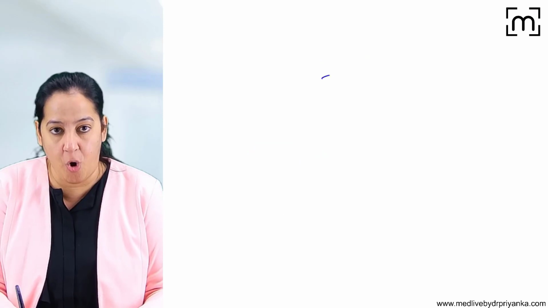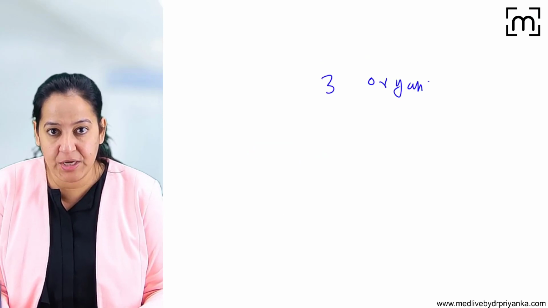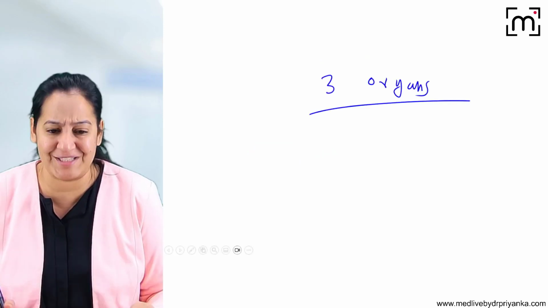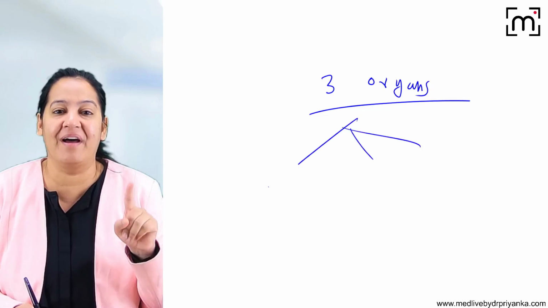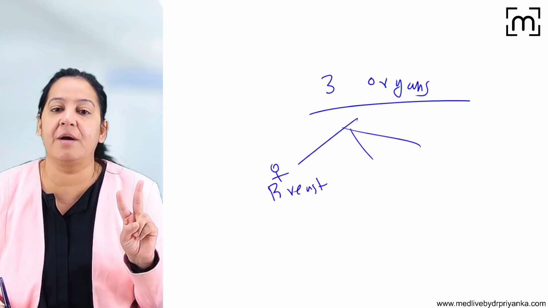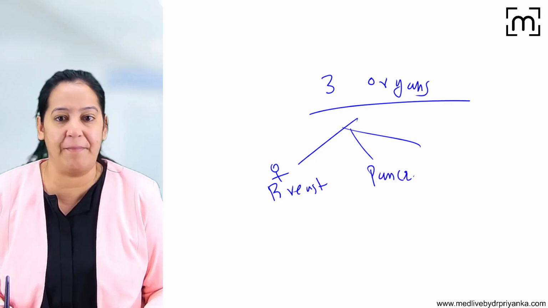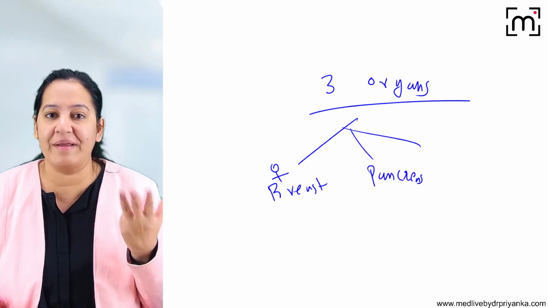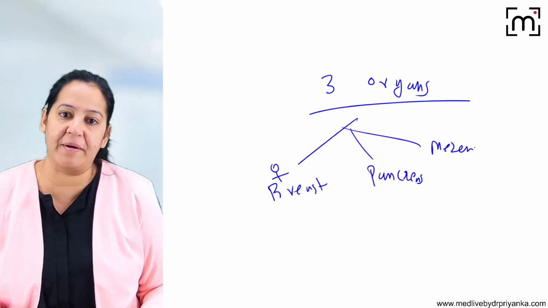So tell me three organs in the human body where abundant fat is present. Number one, it's the female breast. In the female breast, abundant fat is present. Number two, pancreas. In the pancreas, abundant fat is present. And number three, omentum or mesentery, you can say. In the mesentery, abundant fat is there.